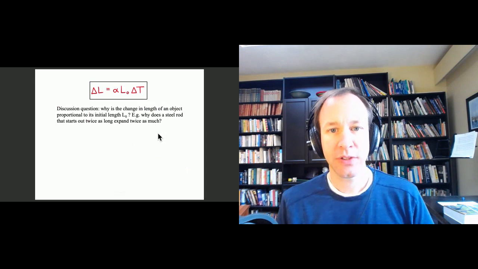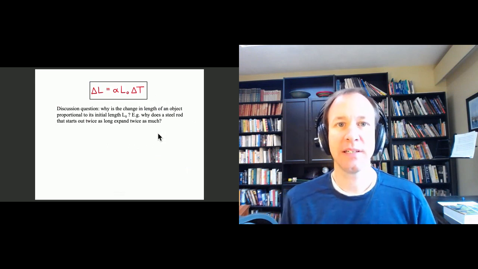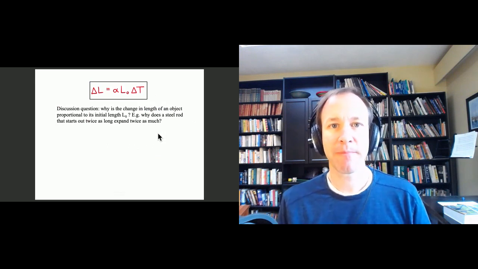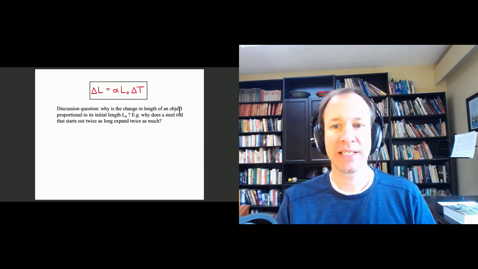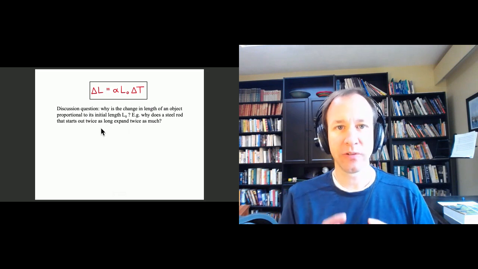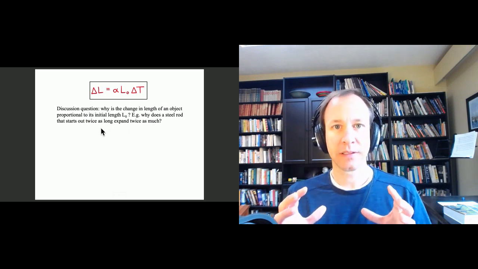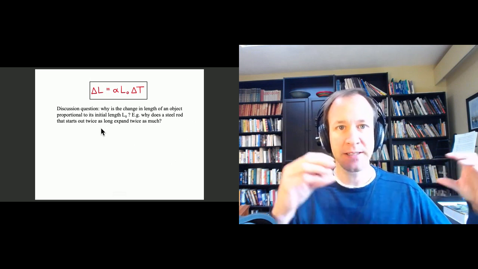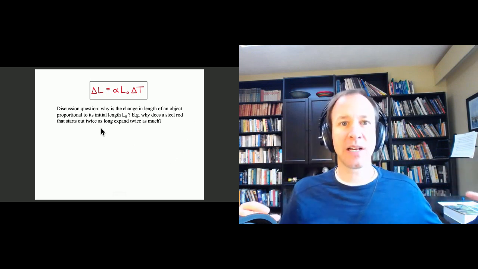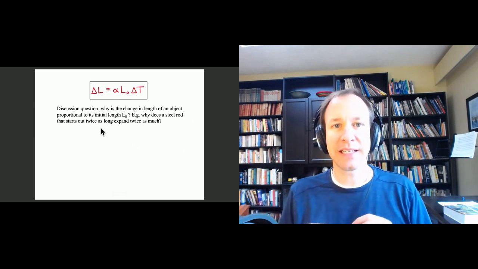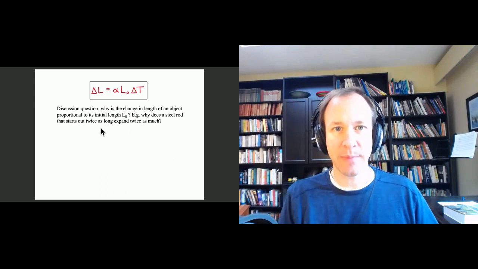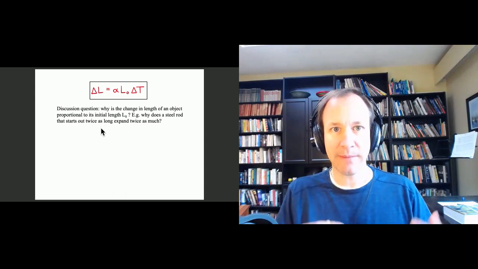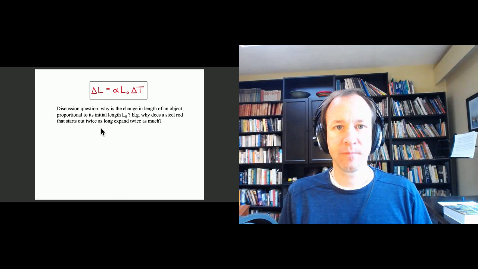So just as a quick thought question here, maybe pause the video and take a minute to think about the following. Why is it that the change in length of an object is proportional to its initial length, L? If I have, say, a steel rod, and then I have another steel rod which is twice as long, how do we know that the expansion of the second rod is going to be twice as much as the expansion of the first rod if we increase the temperature? So pause the video, take a minute to think about that.